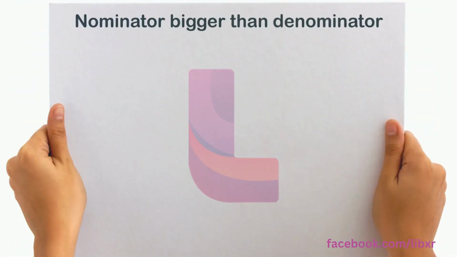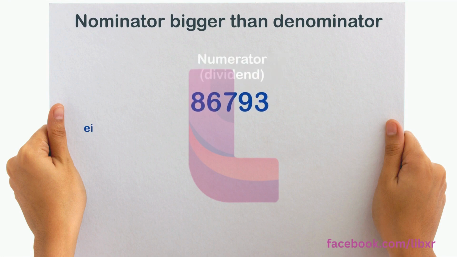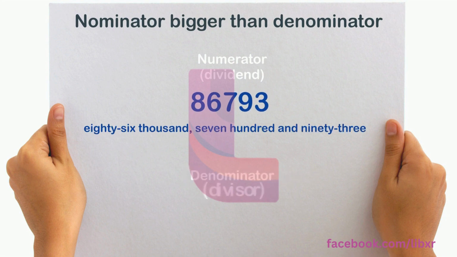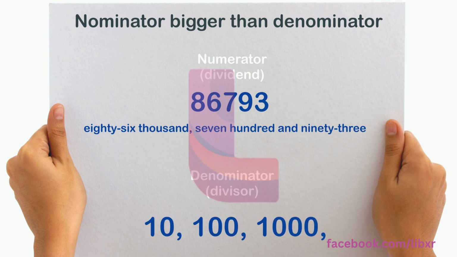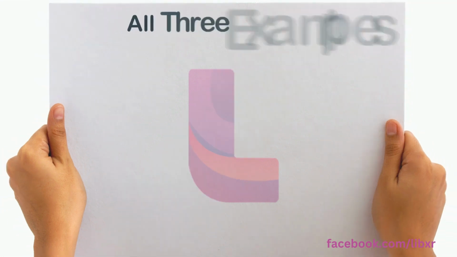Numerator bigger than denominator. Here we have 3 examples of fractions which have same numerator, that is 86,793, but different denominators, that is 10, 100 and 1000. As you may have noticed, the numerator is bigger than the denominator in all 3 examples.